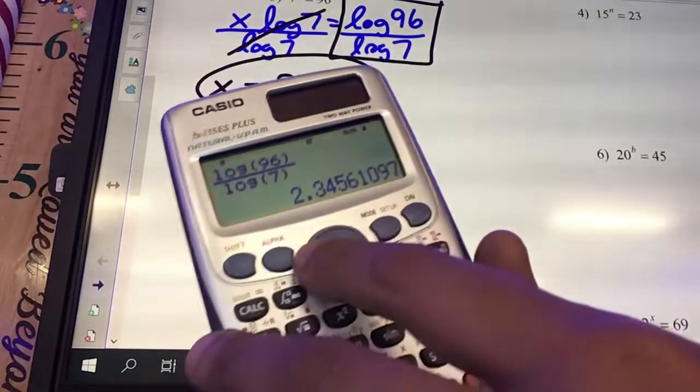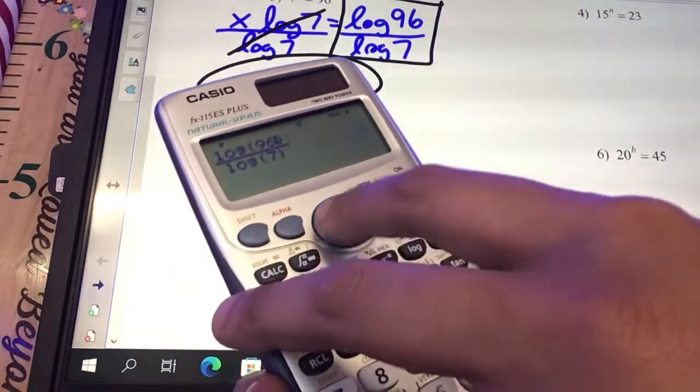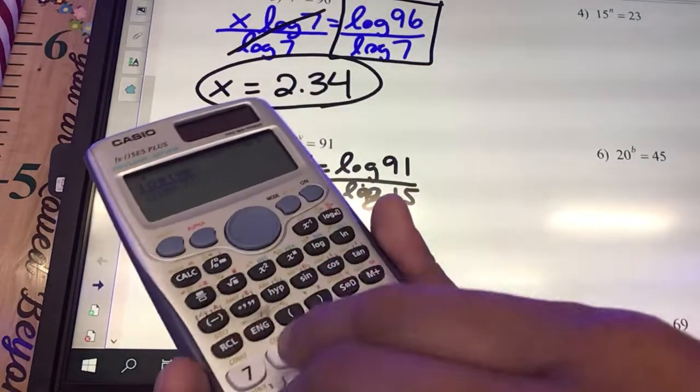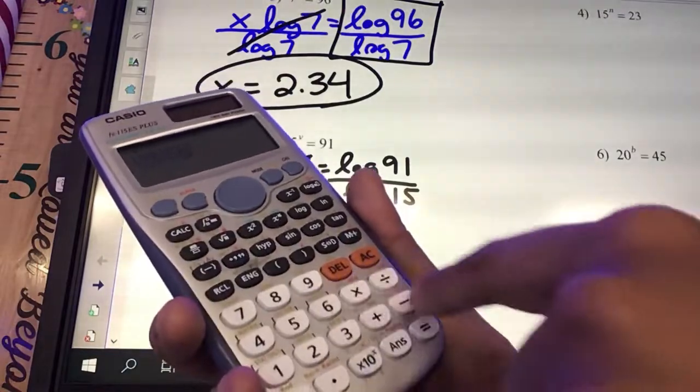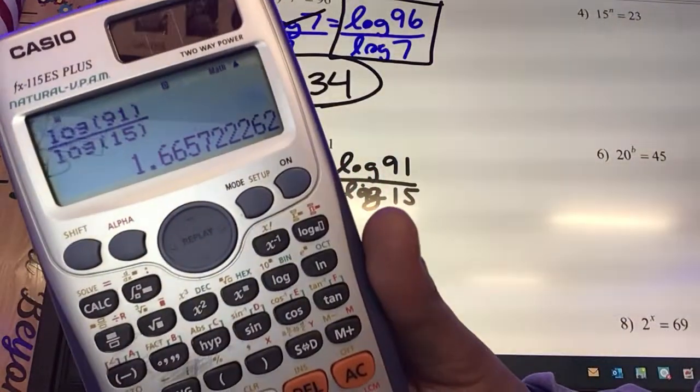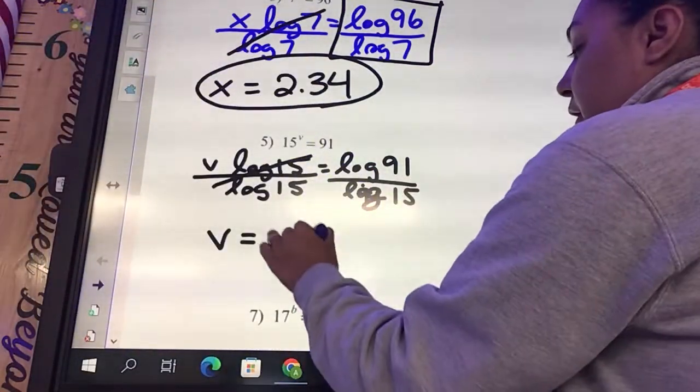Okay, so you're going to get V is, and you don't have to erase, I left mine on there from the last one. I can just go back through here and edit the 96 with the delete and say 91 over log of 15. Okay, and you should get 1.66.